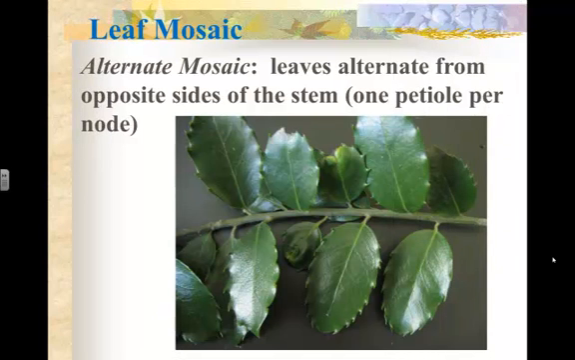When you think of alternating, notice how the petioles are attached on opposite sides of the stem, but not at the same place. So that is called an alternate mosaic. And the key that you need to know for the quiz is that there's one petiole per node. And one's on the right side, then the next one's on the left side. That's why it's called alternate.